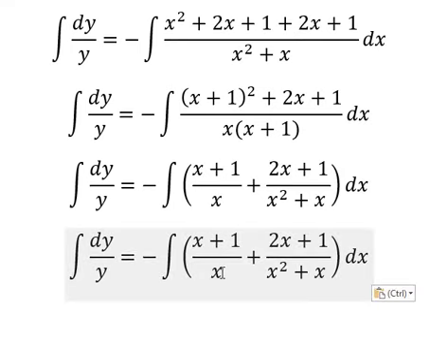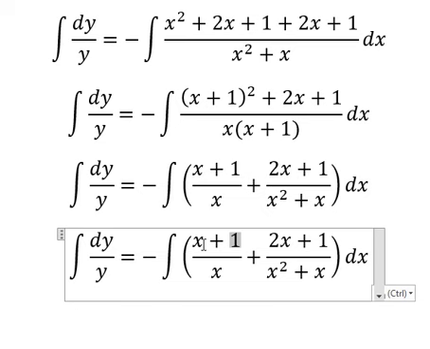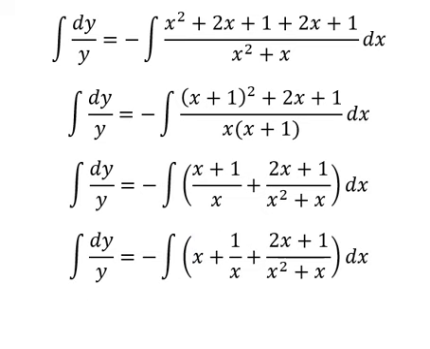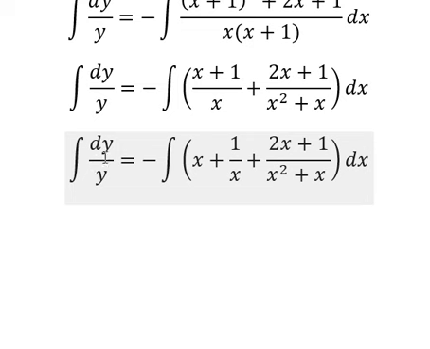So x divided by x, we have number 1. 1 divided by x, we keep the same. Now we have the final answer.